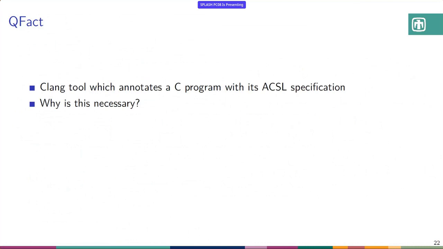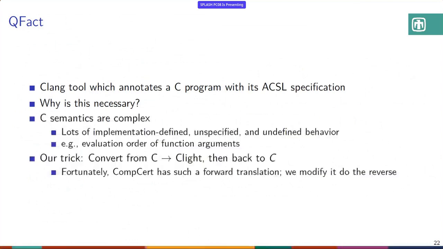If we can think of an ACSL annotation as just a header file, well, the C semantics are complex. If the software engineers write the C code, there's a lot of implementation-defined or unspecified behavior. One example would be, what is the order in which function arguments are evaluated when passed in? So we use a little trick here. We convert from C into C Lite and then back to C.